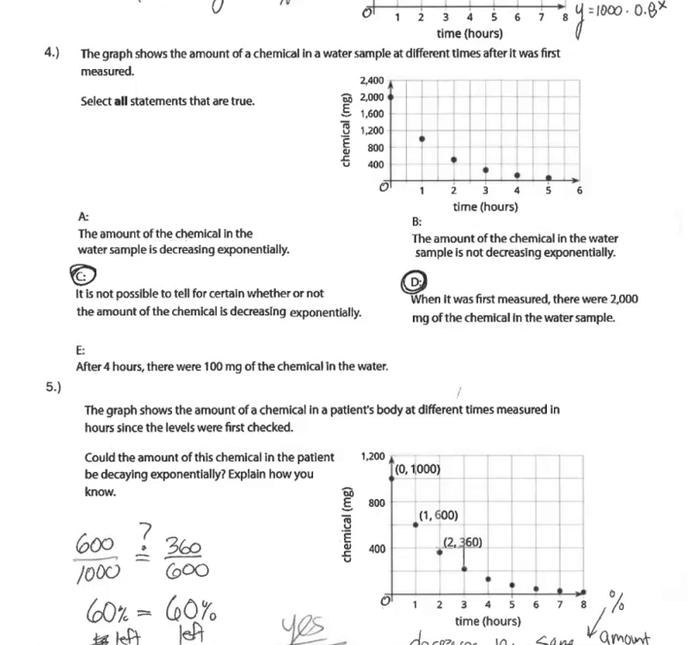D, when it was first measured, there were 2,000 milligrams of chemical in the water sample. And you can see that at time equals 0, it is going to be 2,000. And lastly, after 4 hours, there were 100 milligrams. If you look at 4 hours, that looks like a bit more than 1/4 of the way. Looks like 1/3 of the way up to 400. So that's not it either.